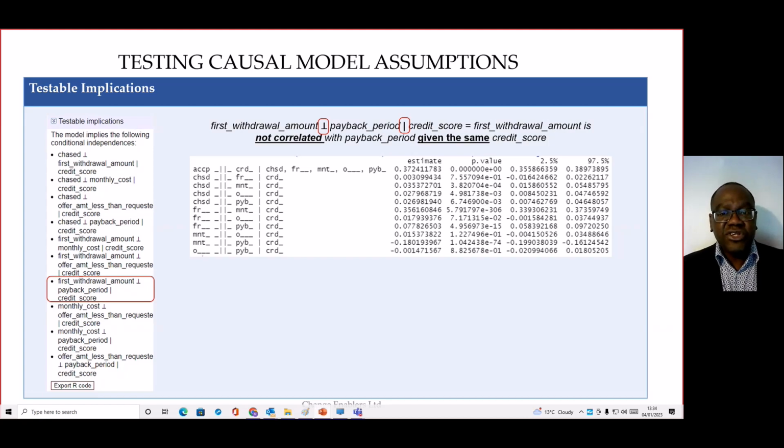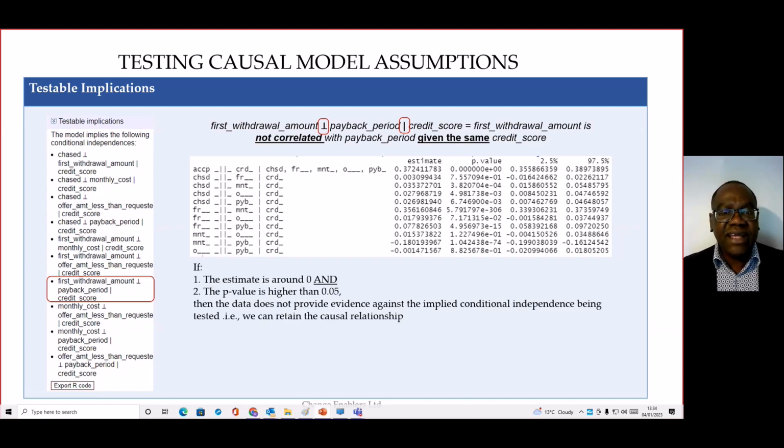On screen, you see the results from testing these assumptions. There's a link to the code used to generate this result in the comment section. There are two tests we need to perform for each of these implications. First, we check that the estimate, that's the second column in the table, should be around 0. And second, we check that the p-value, that's the third column in that table, should be no higher than 0.05. If both tests pass, then we can safely retain that causal assumption.